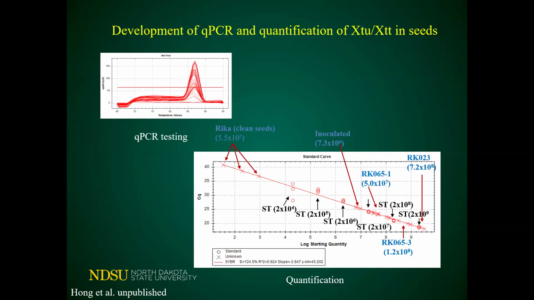Regarding this, these are very clean seeds we got from the greenhouse, and you can see they have very high Cq values, meaning they do not have much bacteria. But if we got seeds from the field that are infected by the bacteria, you can see they have very low Cq values, meaning they have a lot of bacteria in those seeds. Okay.